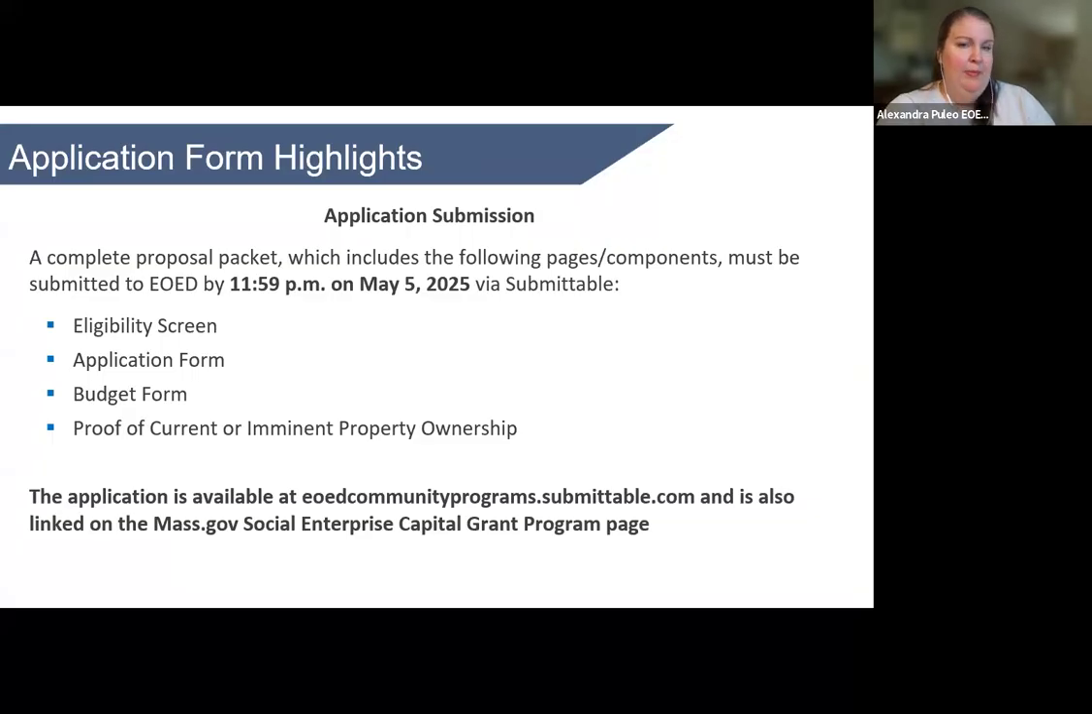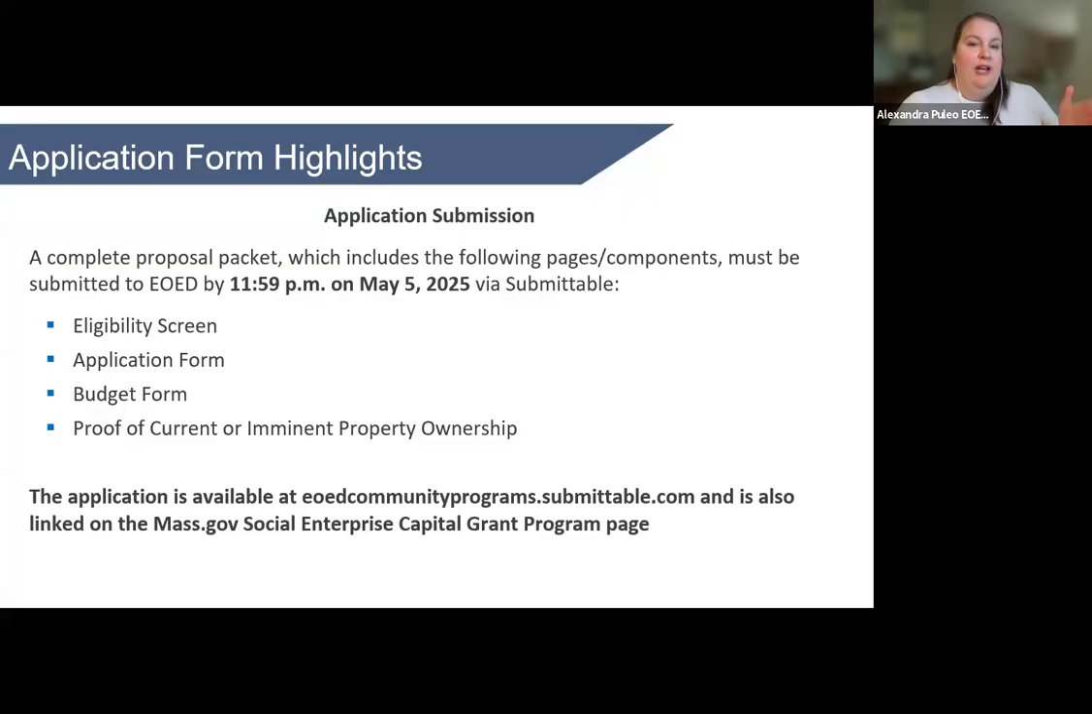All right, the application. So a complete proposal packet, including all of these things, should be submitted by 11:59 p.m. on May 5th via Submittable. That includes completing the eligibility screening, completing the application form in Submittable, uploading your budget form, and then providing proof of current or imminent property ownership. So that can be a range of things. That can be a deed, that can be your mortgage, that can be a purchase and sales agreement. If you have questions about that, you can email us or you can put it in here and we'll try to answer it if we have time.